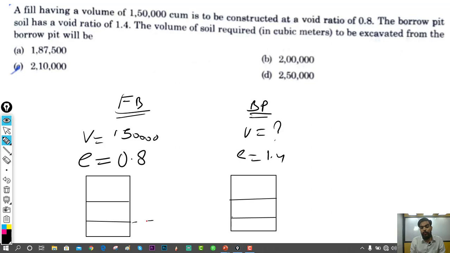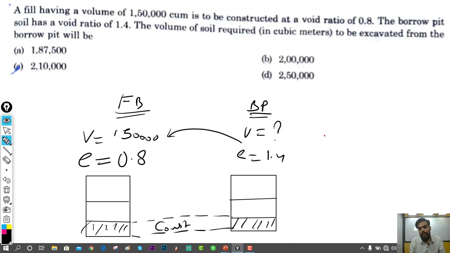So guys, remember one thing, in both cases one thing is common. What? Our volume of solid will remain constant. What are we doing in this question? We just transfer this soil from this place to this place, which means our soil solid will not change. This is our constant, or we can say that the volume of soil solid in both cases is constant.